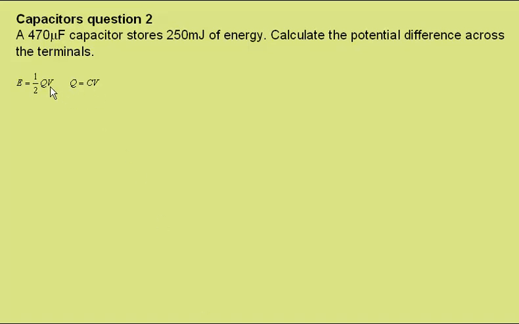Substituting this term for Q gives us the energy as half CV squared. Rearranging for V, we get V is equal to the square root of 2 times the energy over the capacitance. Putting in the values gives a potential difference of 32.6 volts.